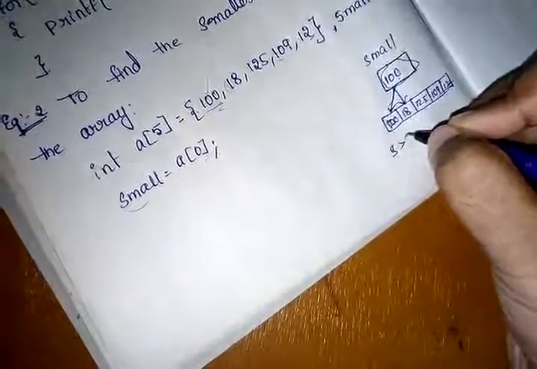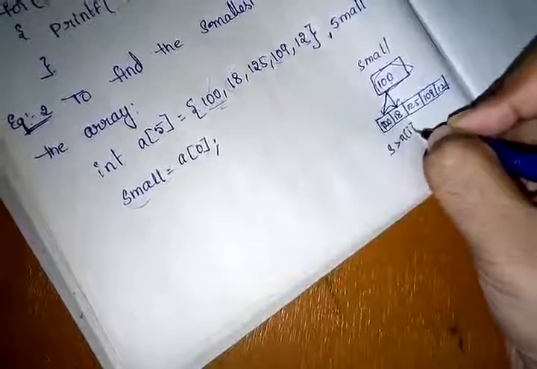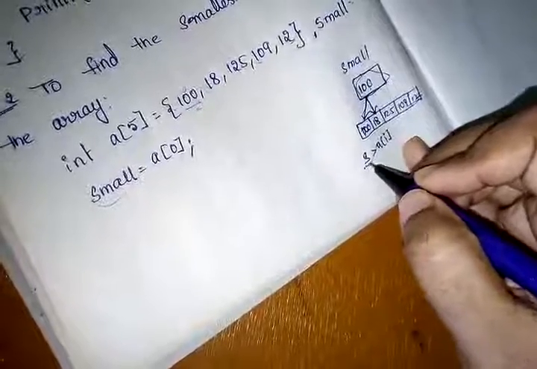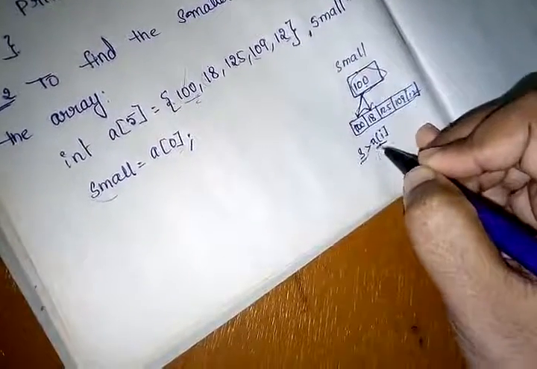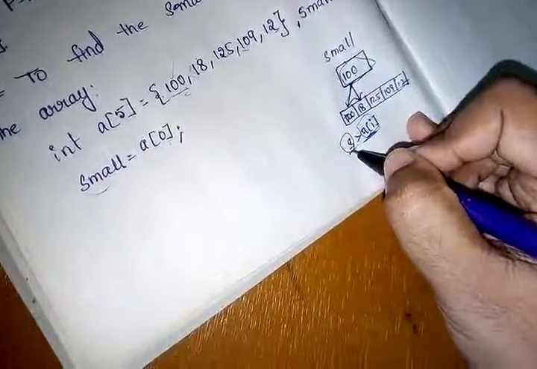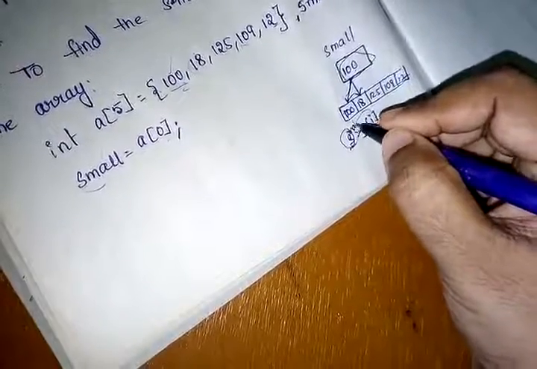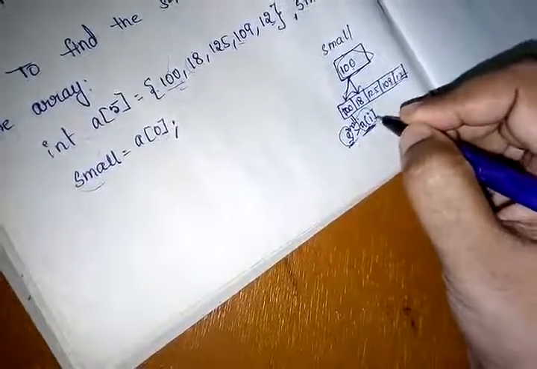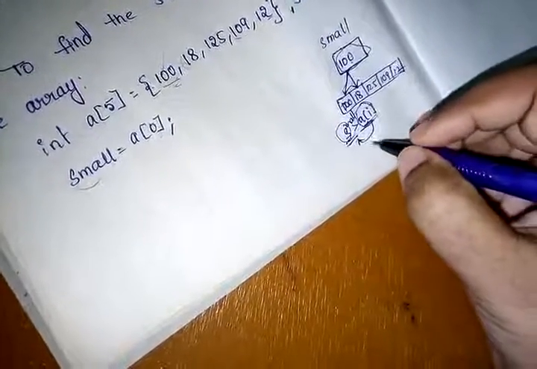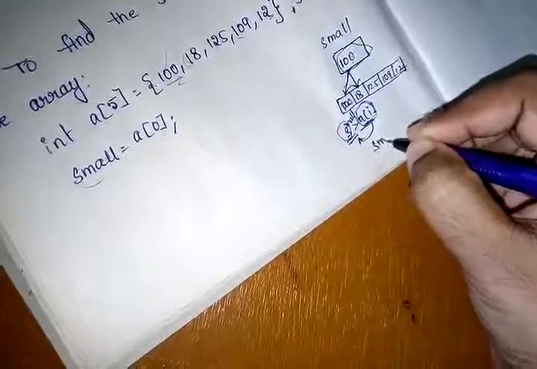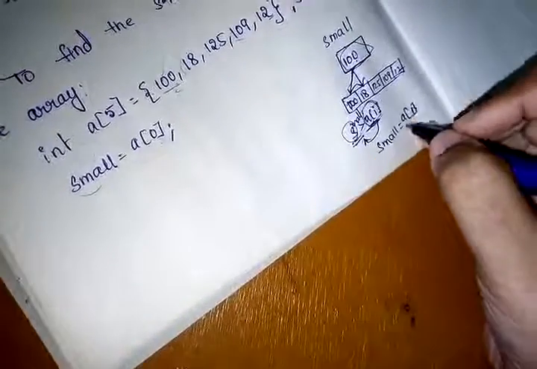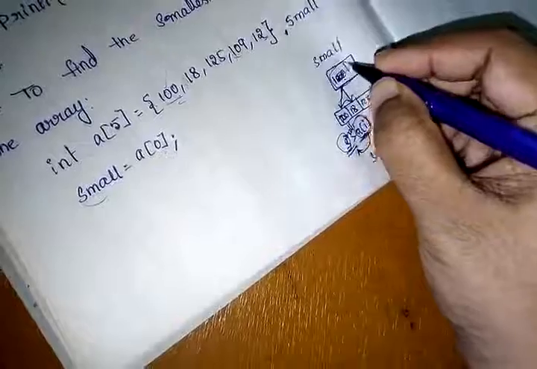So if small is greater than a of 1, let it be I. Whatever the index is, if the element in the variable is greater than the element in the array, which means that there is some other element which is smaller than the value stored in the variable small. So when you find a value smaller than the value in this variable, you need to assign it to small, that is small is equal to a of 1 here. Okay, now small will consist of 18.